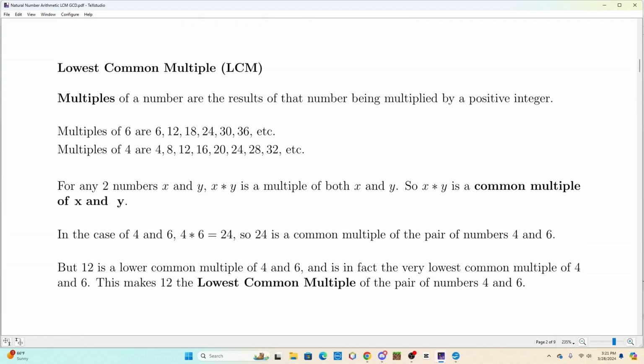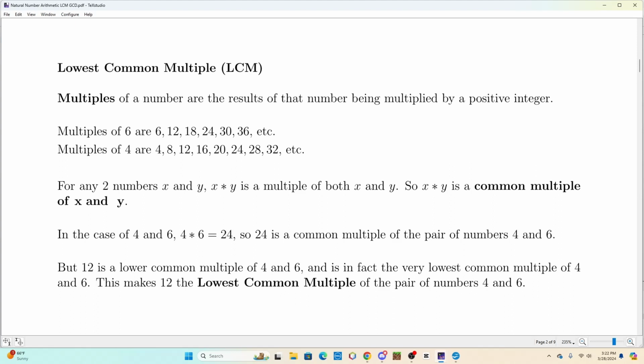Lowest common multiple, often called LCM. Multiples of a number are the results of that number being multiplied by a positive integer. Multiples of 6, for example, are 6, 12, 18, 24, 30, 36, and so on. Multiples of 4 are 4, 8, 12, etc. For any two numbers, x and y, x times y is a multiple of both x and y. So x times y is a common multiple of the pair of numbers x and y.